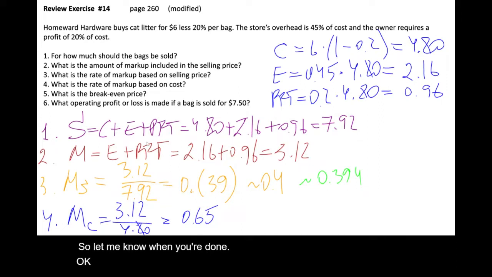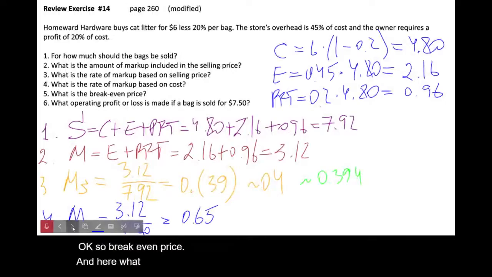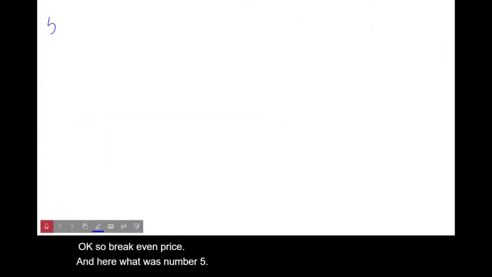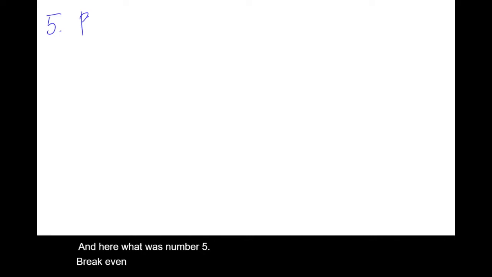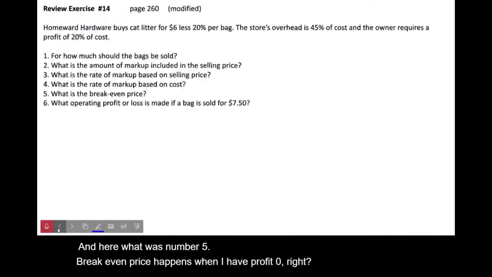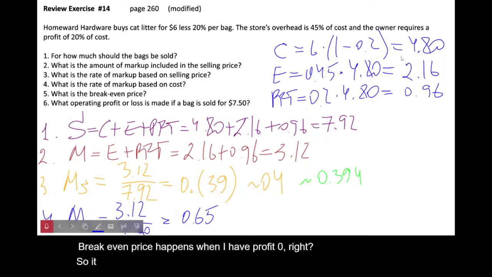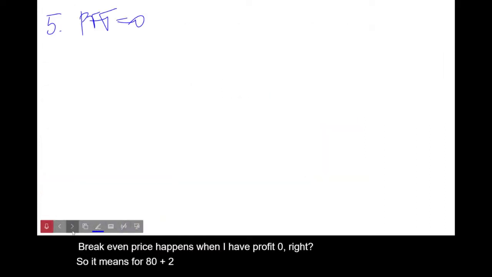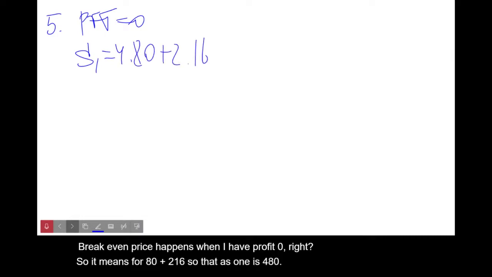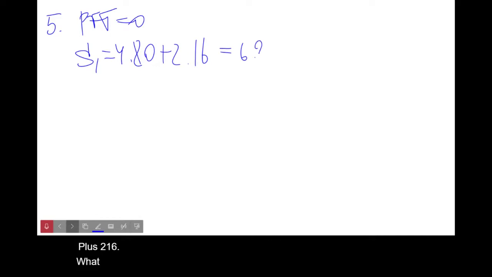Okay, so break-even price. And here, what was it, number 5? Break-even price happens when I have profit 0, right? So it means 4.80 plus 2.16. So that S1 is 4.80 plus 2.16. What is it? 6.96, right? That is the break-even price.